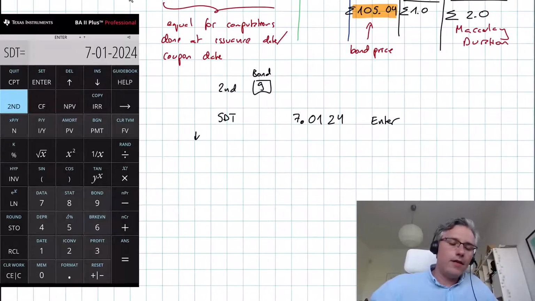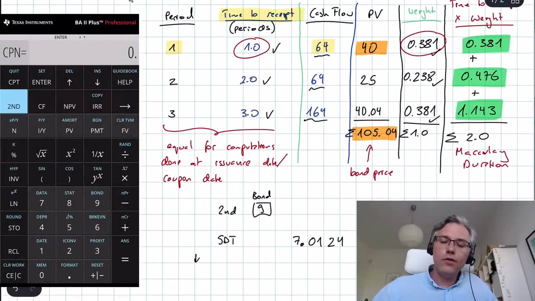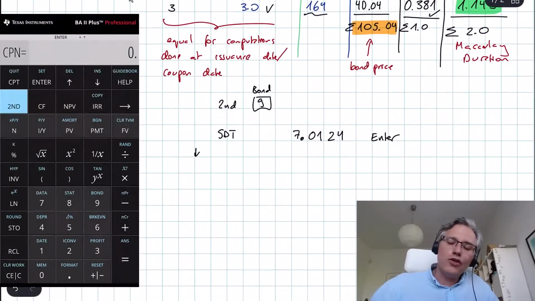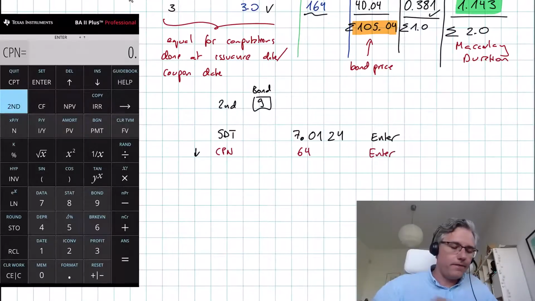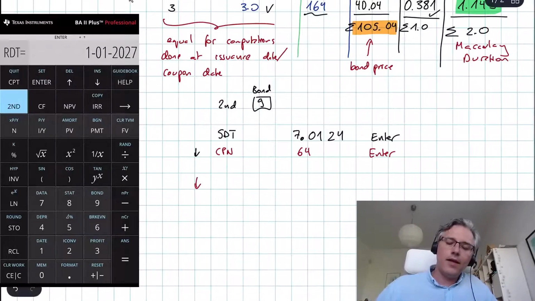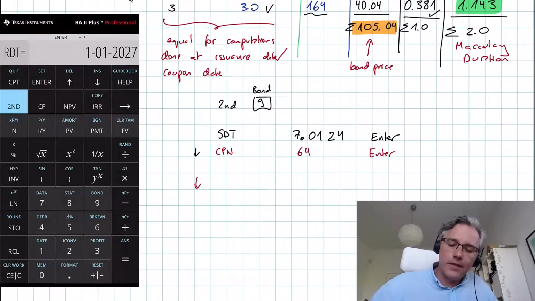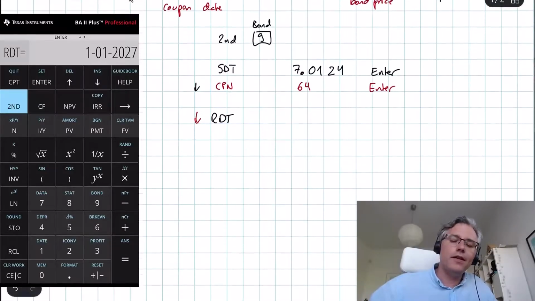Okay, press the down arrow and it asks you for the coupon. Well, give the calculator the coupon. Irrespective of the frequency of coupon payments, give the calculator the full annual coupon. So for CPN, please input 64 followed by enter. 64, enter, good. Press the down arrow again, and now it's asking you for the redemption date, the RDT, the redemption date.